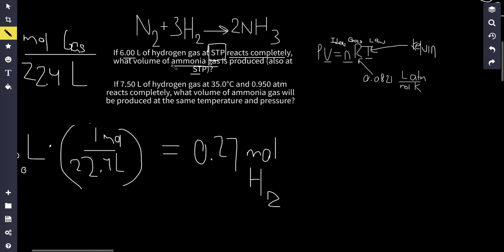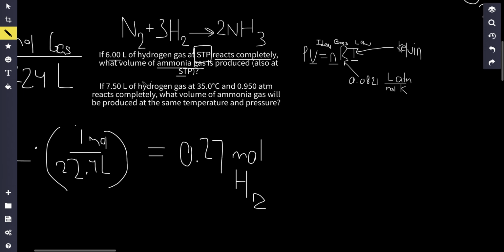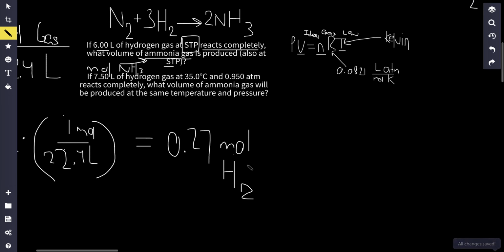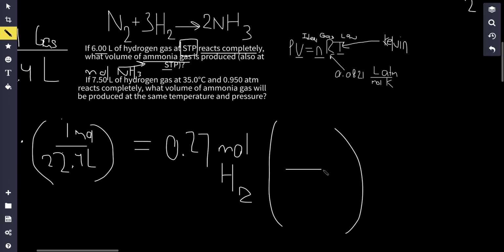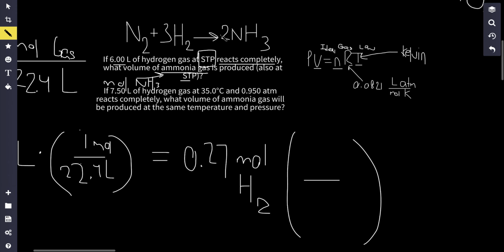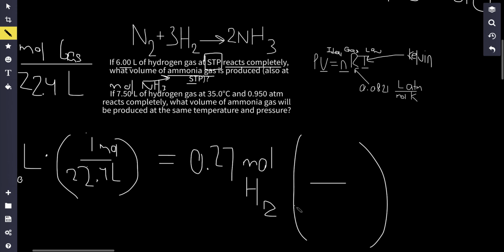Now, what volume of ammonia gas is produced? First of all, we have to find out how many moles of ammonia gas we have produced. If all this hydrogen reacts, it's going to create some amount of ammonia. How many moles of ammonia is it going to create? Well, there's a mole ratio right over here. For every 3 moles of H2 that we have, we're going to produce 2 moles of NH3.